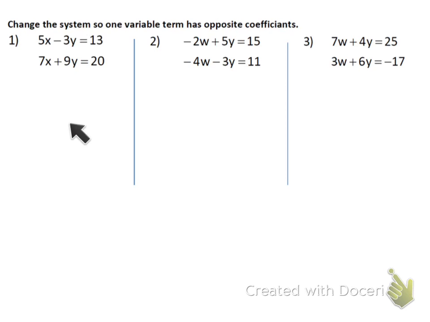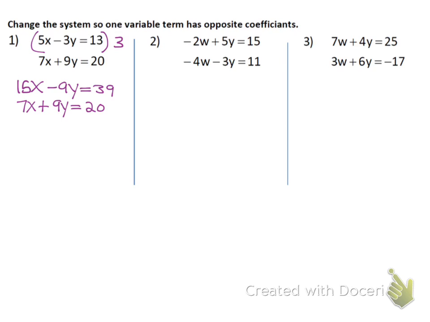So my first strategy is on problem number 1. Look at the y's. They already have opposite signs. That indicates to me that that would probably be a good variable to change. So if I multiply the top equation by 3, I end up with the system that's written on the screen. Notice that I was successful. Those y's have opposite like coefficients, which means I did a great job.